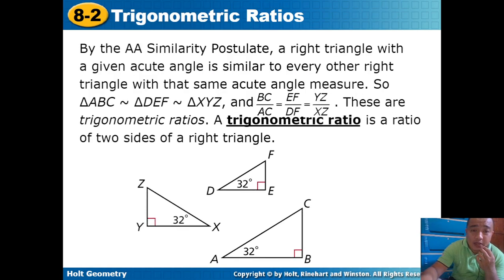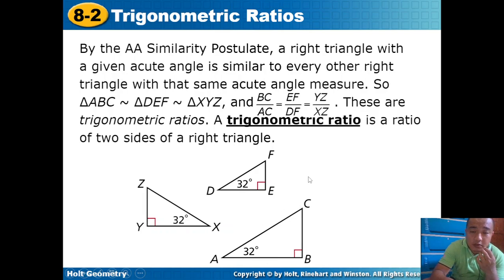By the AA similarity postulate, a right triangle with a given acute angle is similar to every other right triangle with that same acute angle measure. AA similarity postulate means two angles are congruent to the two angles of another triangle. So that means they are similar. So triangle ABC is similar to triangle DEF is similar to triangle XYZ because two of their angles are congruent, 90 and 32 degrees.